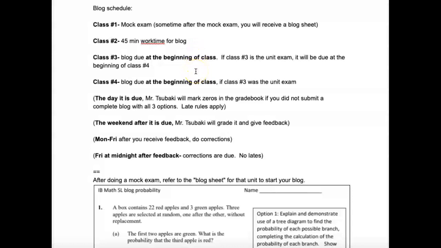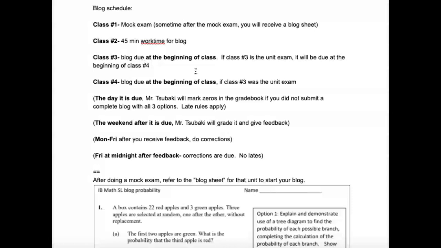Class number 3, so the class after that, the blog would be due at the beginning of class. So if I give you work time for the blog, then the following class it should be due at the beginning of class, because the idea is that you finish working on it during the 45 minutes or you finish it up as homework.